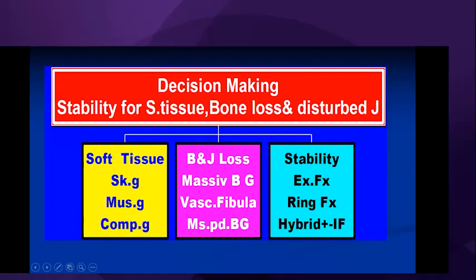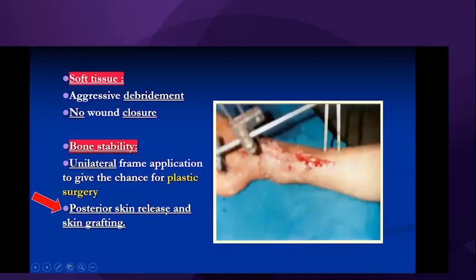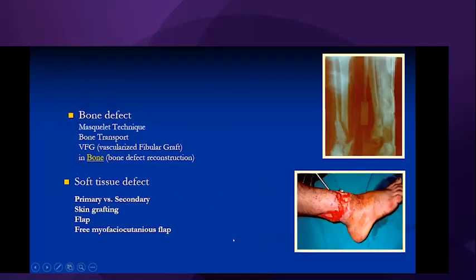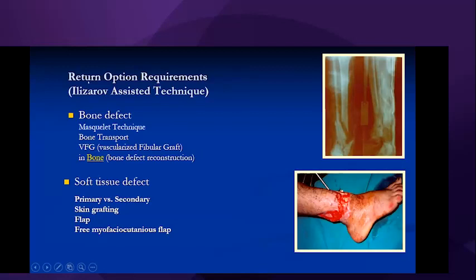And all agree that all these procedures should be followed or associated with stability by whatever external fixator, ring fixator, or hybrid or internal fixation. What the plastic surgeon chooses to do is a simple posterior skin release and skin grafting. A long story that resulted in soft tissue failure, and we still have an open wound, as it is from the crushing, and the tendon is exposed, and it returns again to our circle; we call it the return option requirement.